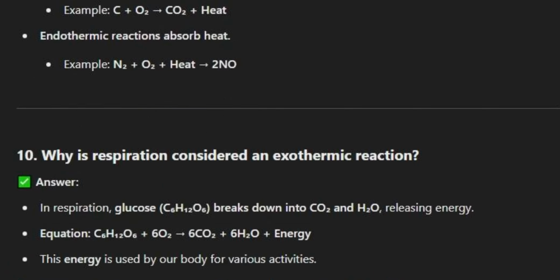10. Why is respiration considered an exothermic reaction? Answer: In respiration, glucose C6H12O6 breaks down into CO2 and H2O, releasing energy. Equation, C6H12O6 plus 6O2 to 6CO2 plus 6H2O plus energy. This energy is used by our body for various activities.